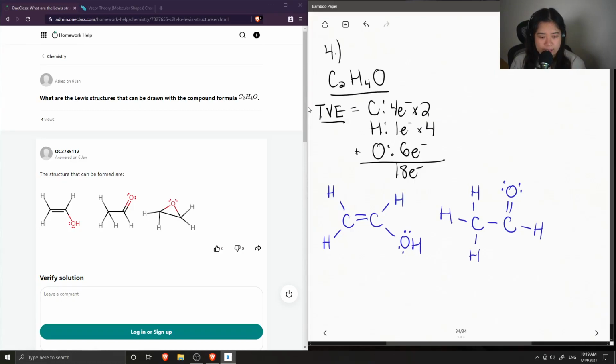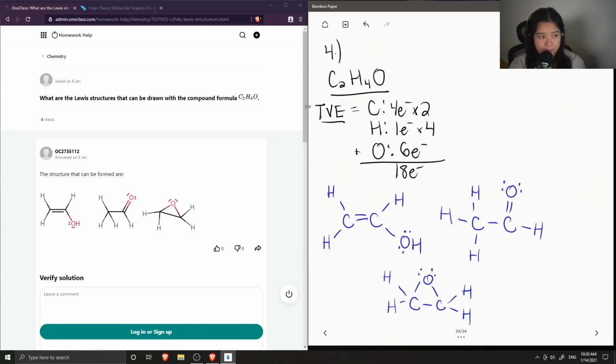And then lastly, we could have something like an epoxide, where the oxygen is singly bonded to 2 carbons, and then each of the carbons has 2 hydrogens. So this can also give 18 electrons with the same compound formula.